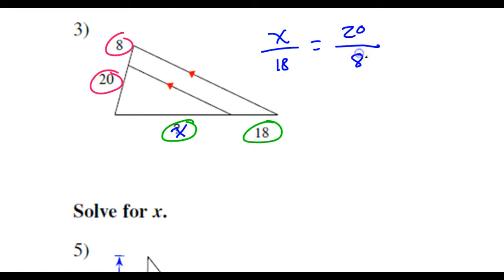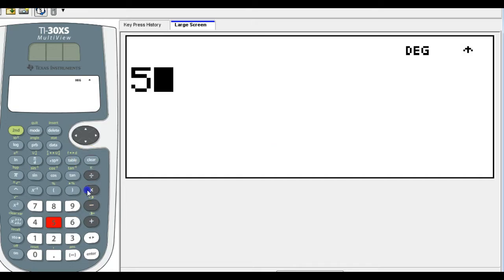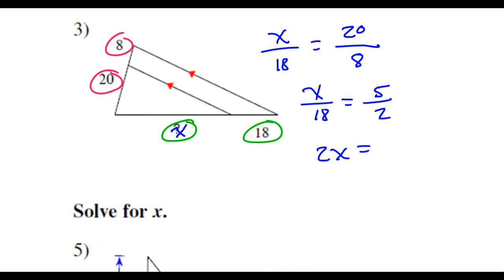I'm going to reduce these. These are both divisible by 4. So that's going to give me 5 over 2. Cross multiply, that'll be 2x equals whatever 5 times 18 is. Okay, that's 90. And then if you divide both sides by 2, you get 45.